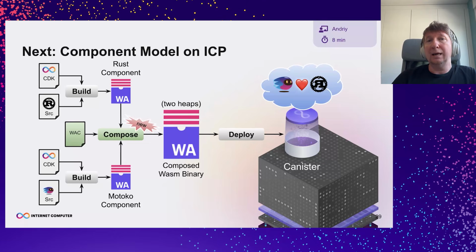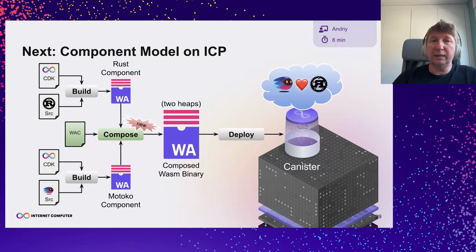As a result, a single canister now has two separate heaps. Each language manages its own memory, so Rust and Motoko can finally work together. This composition is handled automatically by the WASM toolchain for all supported languages, but for advanced cases, we can compose it manually with a WebAssembly composition file.